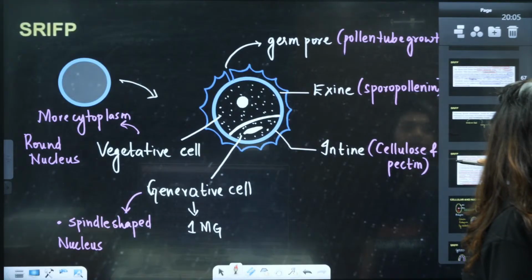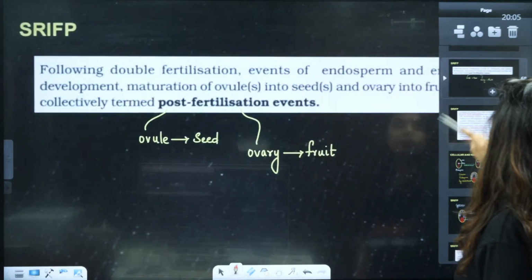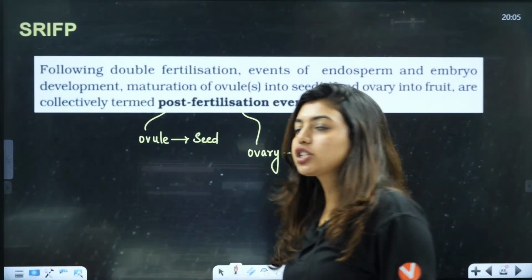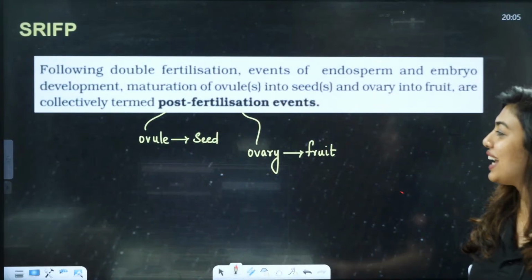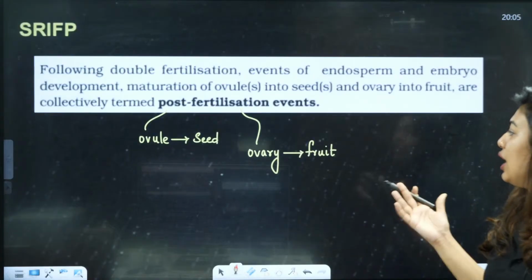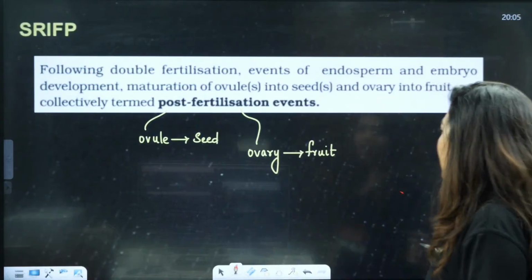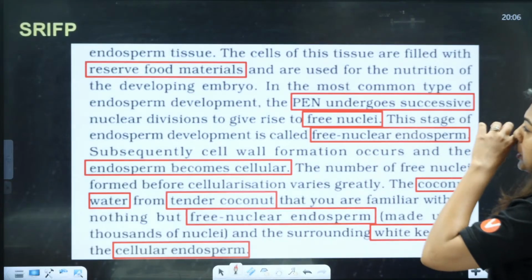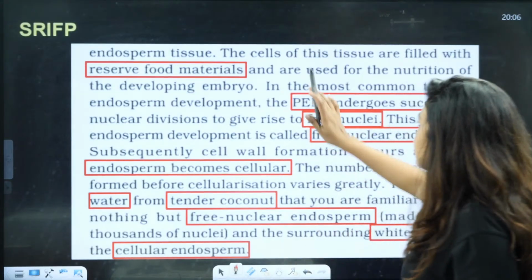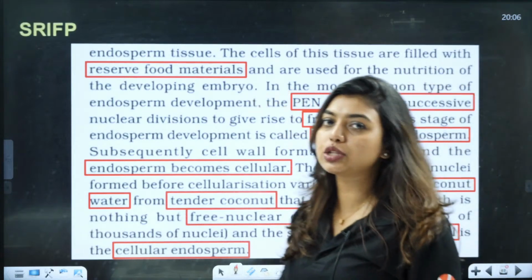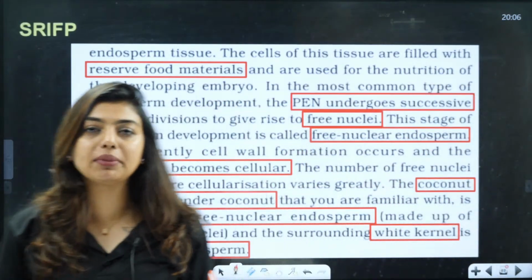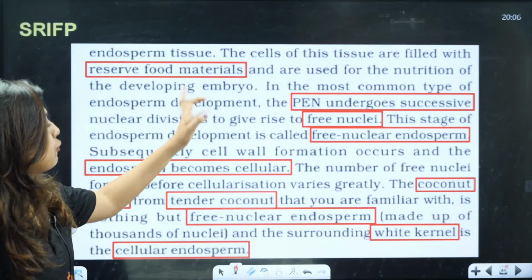Done. Okay, now we will start with post-fertilization events. Post-fertilization event means the ovule will form the seed, the ovary will form the fruit. Now look here, the cells of this tissue are filled with reserve food materials. They are talking about the endosperm, because endosperm is the one that provides the food reserve material.